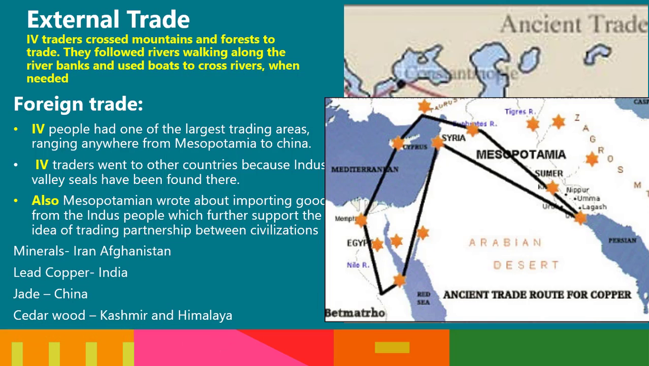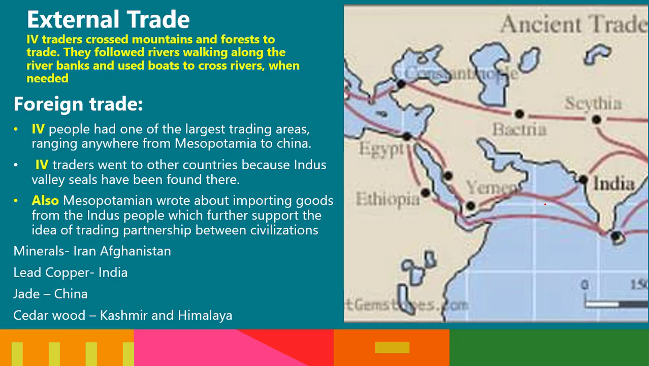So, minerals were transported from Iran and Afghanistan, lead and copper from India, jade from China, and cedar wood from Kashmir and Himalaya.